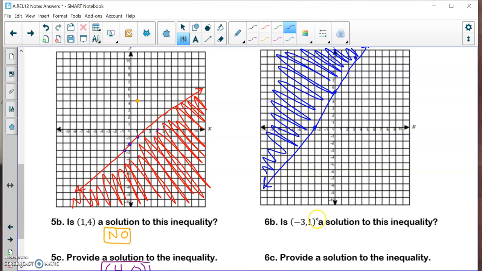Now, is (-3, 1) a solution? Yes, it is, because it's in the shaded region. I want you to come up with another solution.